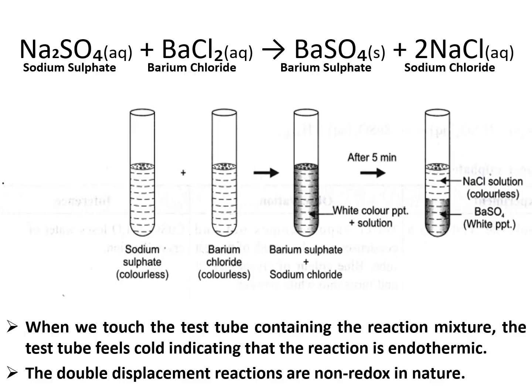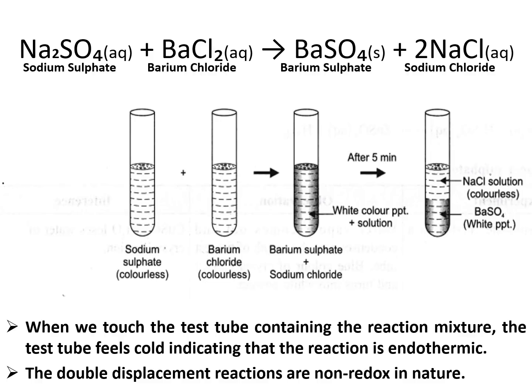Now students, you can see the three test tubes. Sodium sulfate solution is taken in one test tube, a colorless solution. Barium chloride is also a colorless solution. When we mix them, we can see in the third case a white color precipitate and a solution is formed. That means two new products, barium sulfate and sodium chloride, are formed.